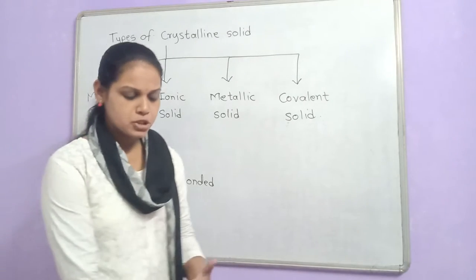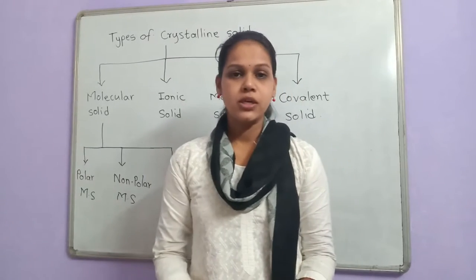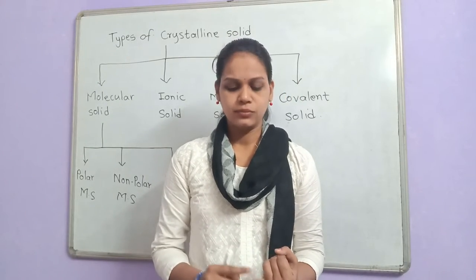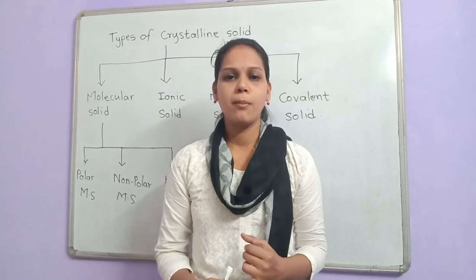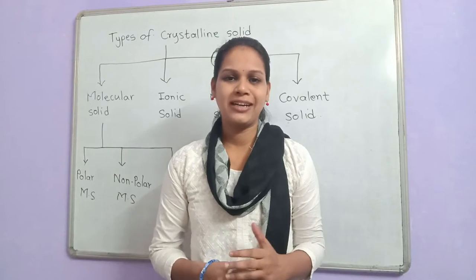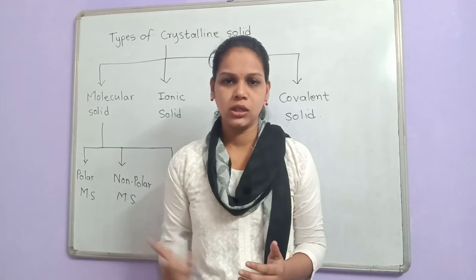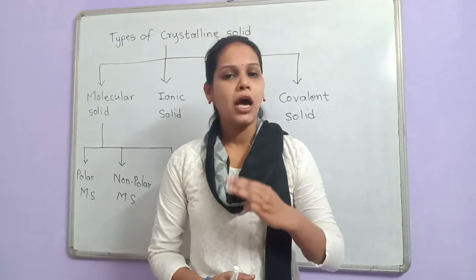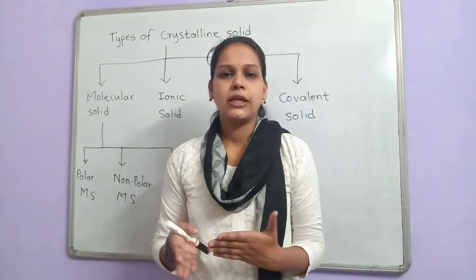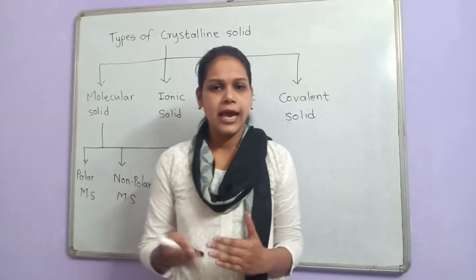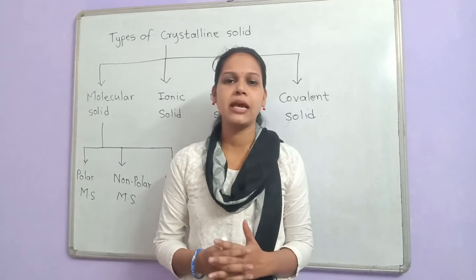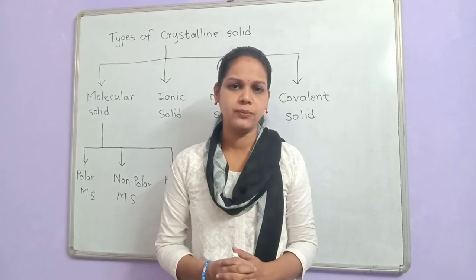Molecular solids are made up of molecules of the same or different compounds. The force of attraction between molecules in molecular solids is of 3 types, and depending on that, molecular solids are further classified as polar molecular solids, non-polar molecular solids, and hydrogen bonded molecular solids.